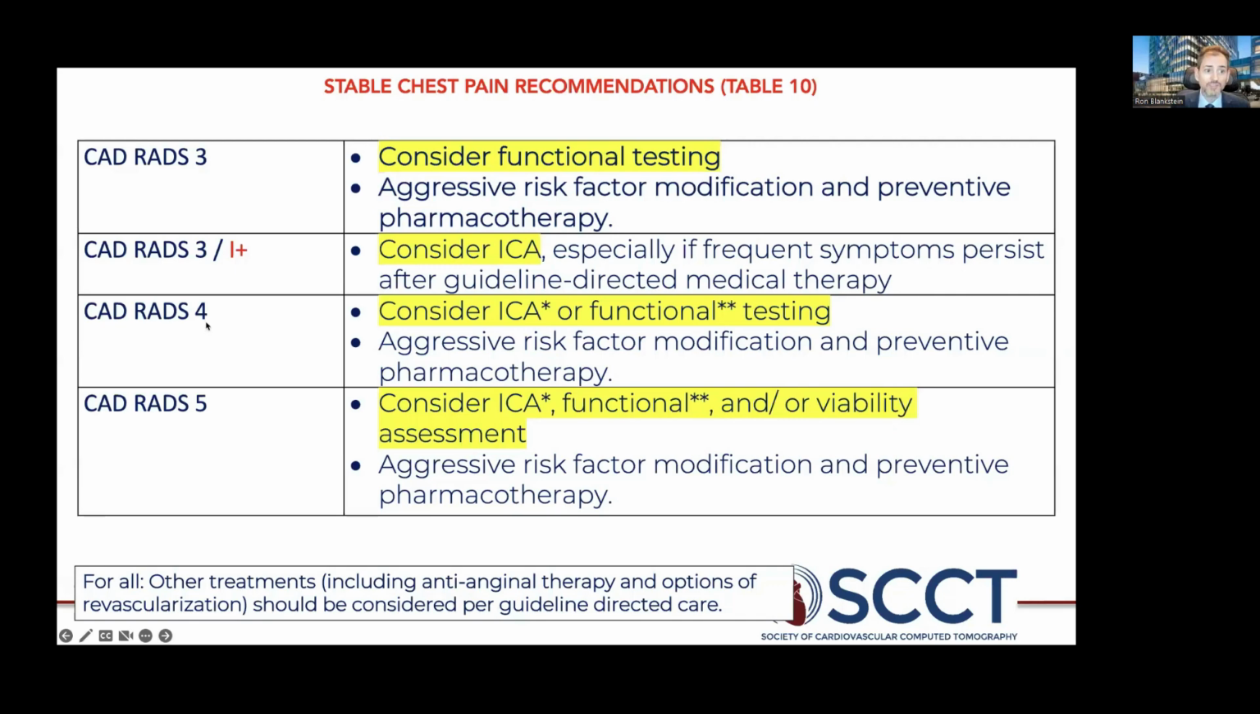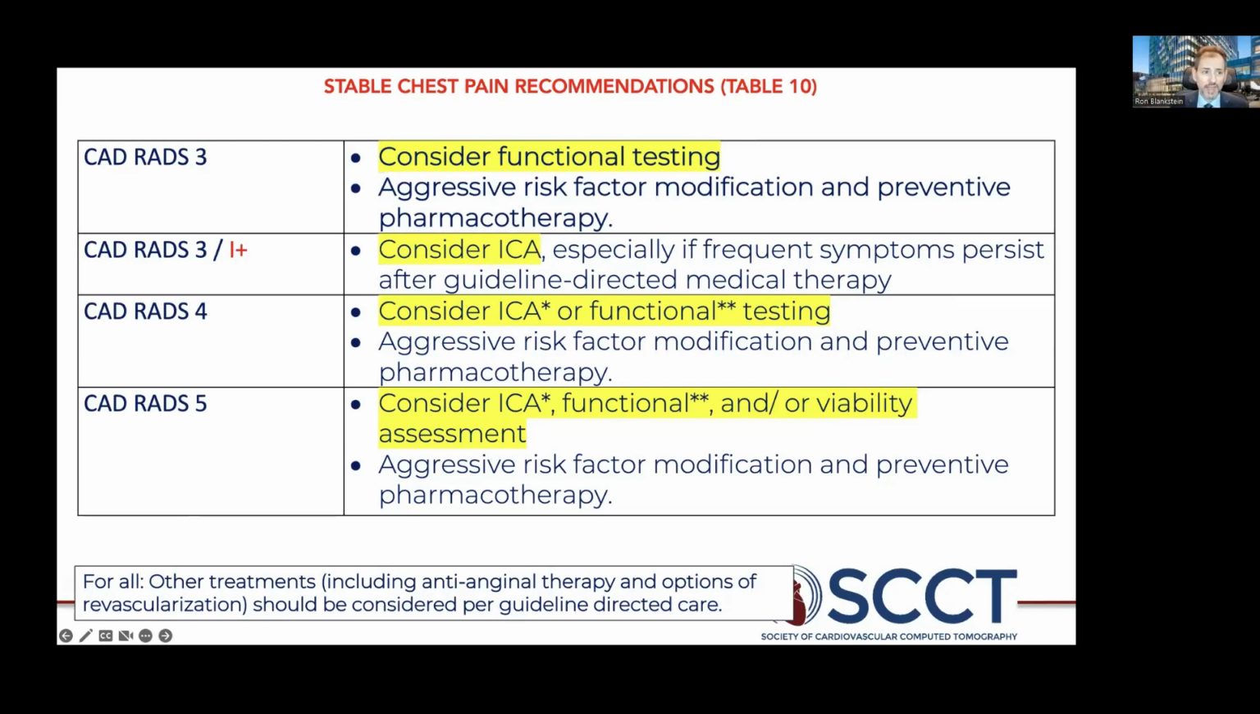For CAD-RADS 4, we continue to recommend, similar to the prior version, to do either invasive angiography or functional testing. There are some footnotes in the table with considerations for factors that may favor invasive angiography or functional testing. You can read those in the document. For CAD-RADS 5, we also offer the possibility of doing a viability assessment. CAD-RADS 5, of course, is an occluded vessel.